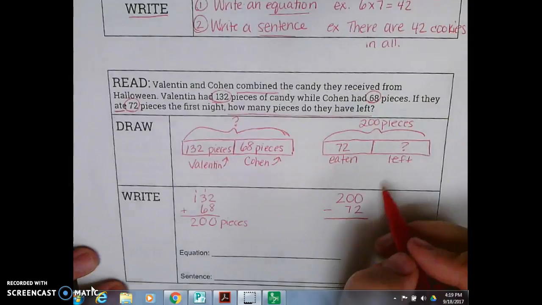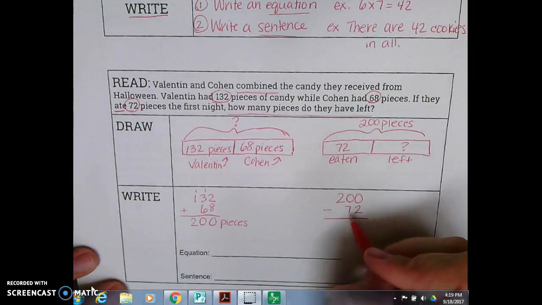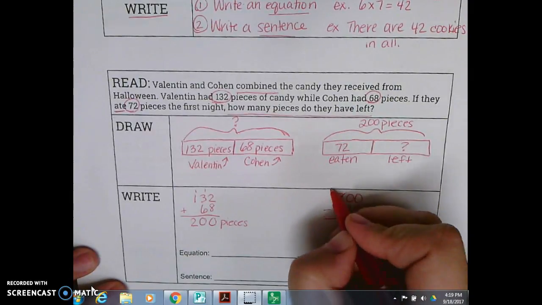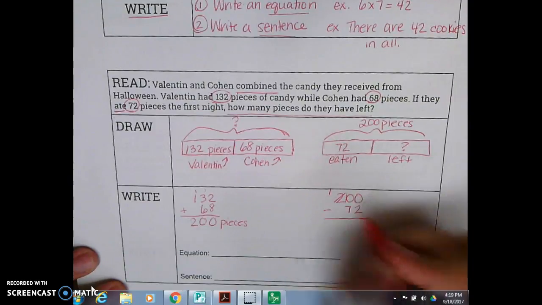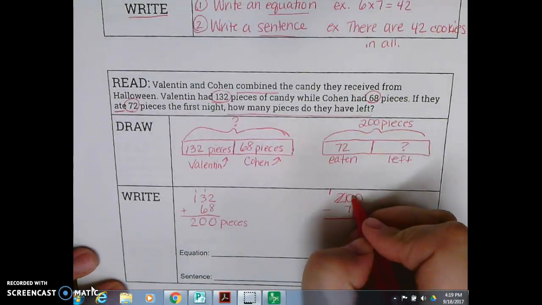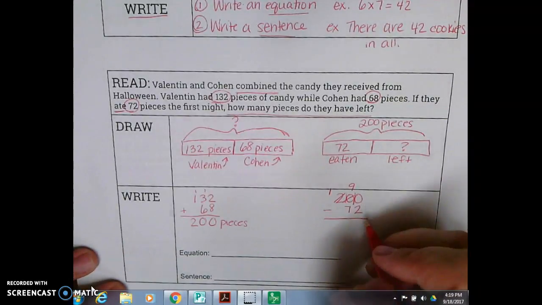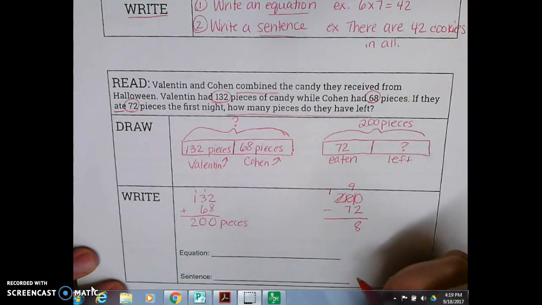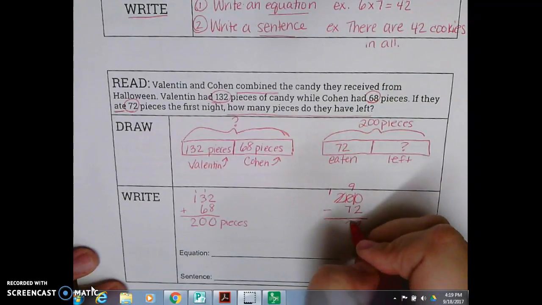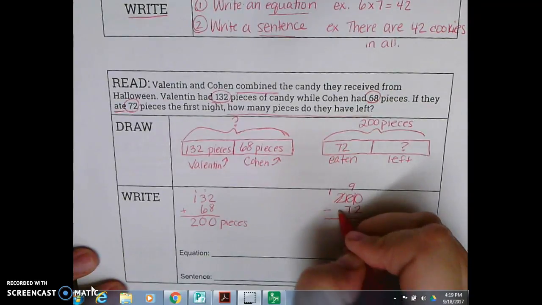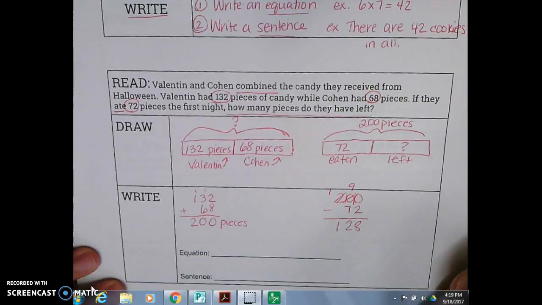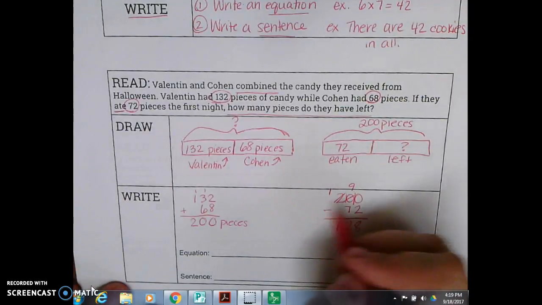We're going to subtract 200 minus 72. Can't do 0 minus 2. Can't do 0 minus 7. So I'm going to take 1 from the 2 and make it a 1. This one would become a 10. Got to take 1 from my 10 and make it a 9. And this one would become a 10. So 10 minus 2 is 8. 9 minus 7 is 2. And 1 minus nothing is 1. So we've got our answer here.